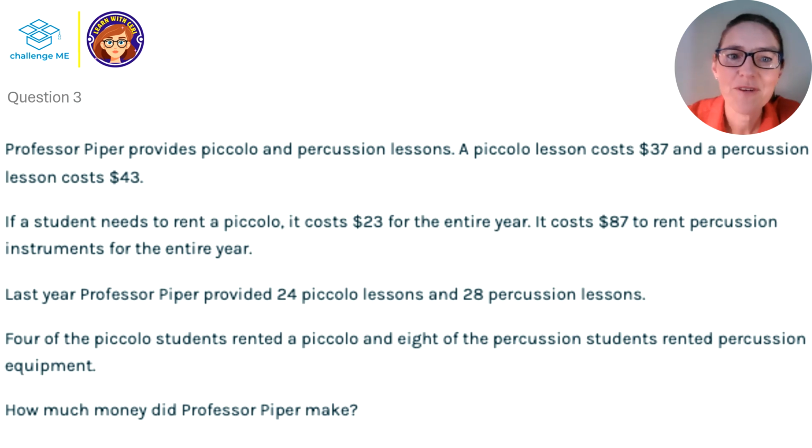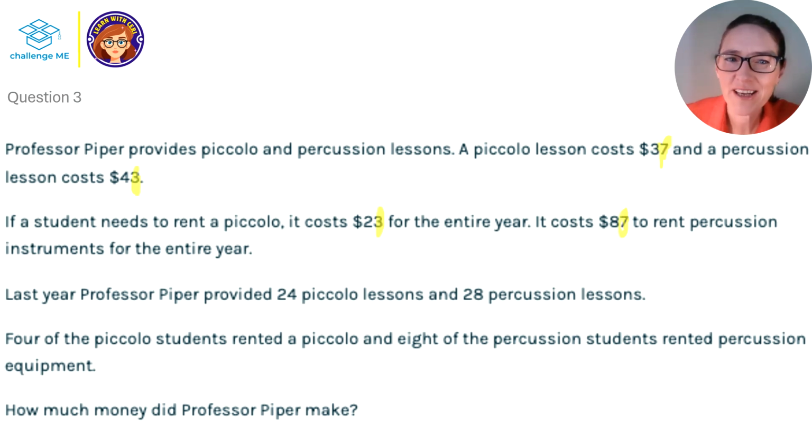Professor Piper provides piccolo and percussion lessons. A piccolo lesson costs $37 and a percussion lesson costs $43. If a student needs to rent a piccolo, it costs $23 for the entire year. It costs $87 to rent percussion instruments for the entire year. Last year, Professor Piper provided 24 piccolo lessons and 28 percussion lessons. 4 of the piccolo students rented a piccolo and 8 of the percussion students rented percussion equipment. How much money did Professor Piper make?